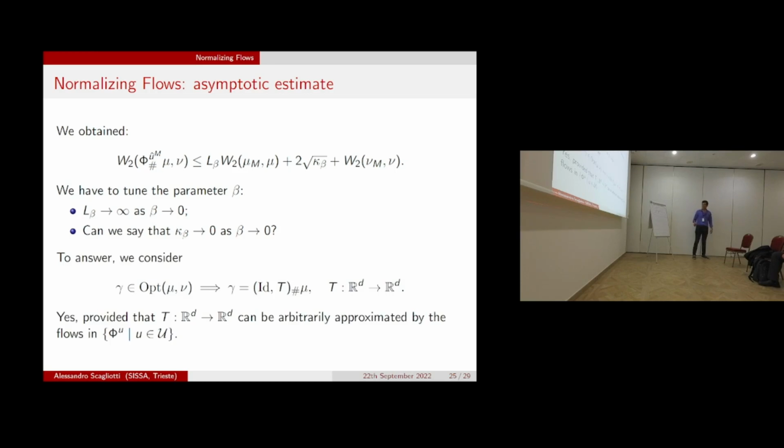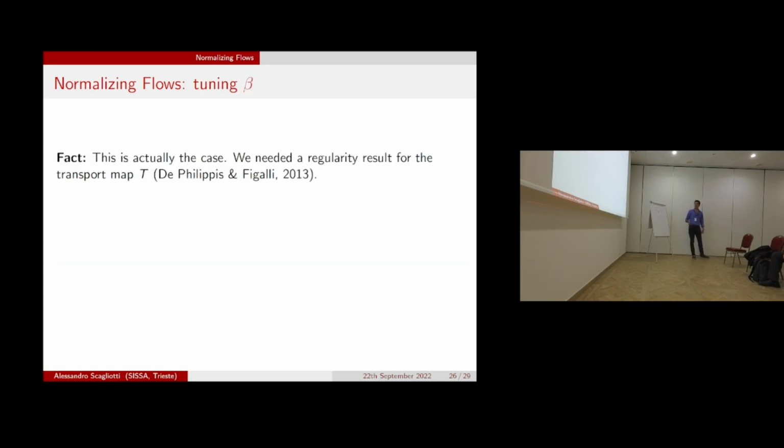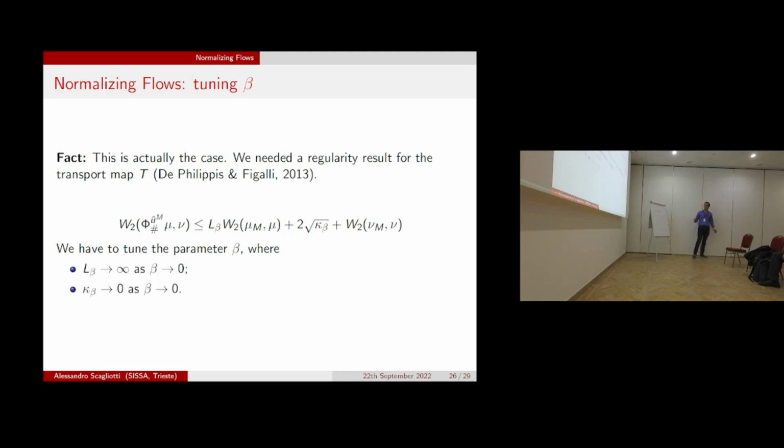The answer is yes, and in this case we needed some important and complicated tools of optimal transportation. It's a regularity result on the transportation map proved by De Philippis and Figalli in 2013. Anyway, the point is that we have what we wanted. Kappa beta goes to 0 as beta goes to 0, and we can manage the fact that L beta increases by refining the approximation of the probability measure.